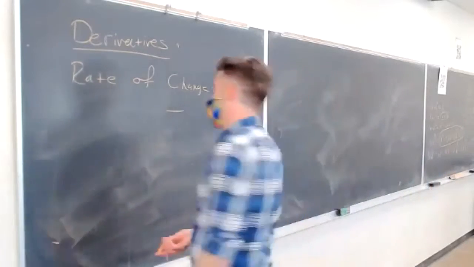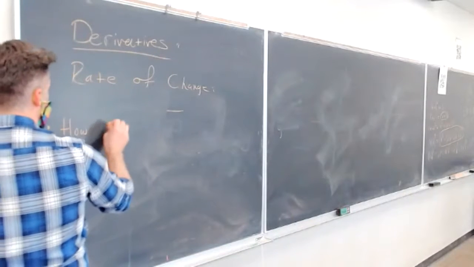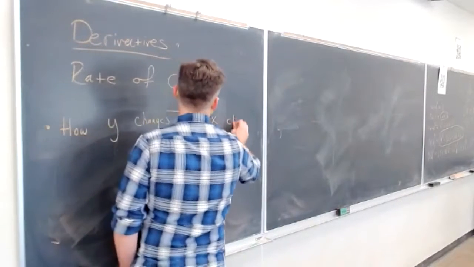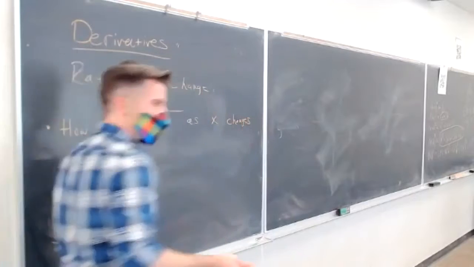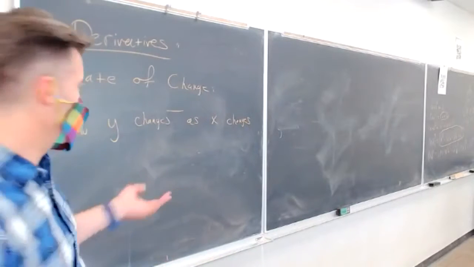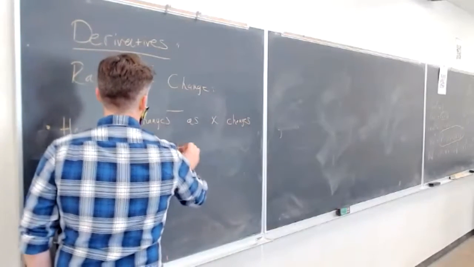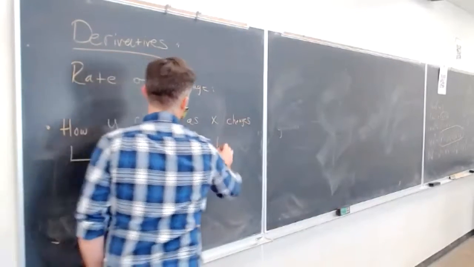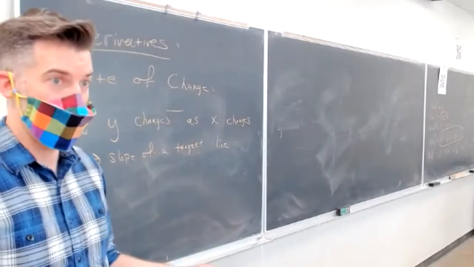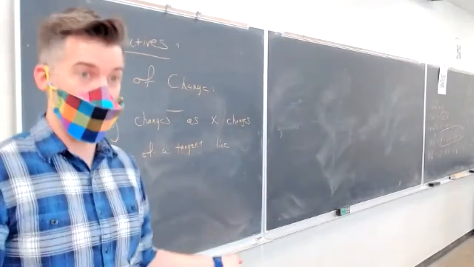Probably the most well-known example that we usually talk about is how y changes as x changes. Which, if you think about that, that's just the slope of a line, or the slope of a tangent line. Which is probably our most common interpretation of the derivative. Someone says, what's the derivative? Everyone's like, oh, it's the slope of a tangent line, which is not wrong. It's just not the only right answer.